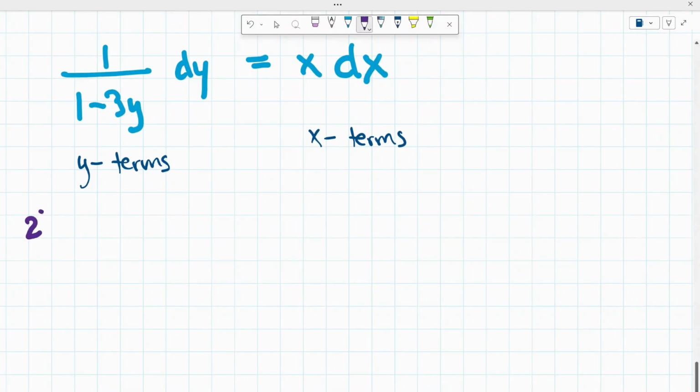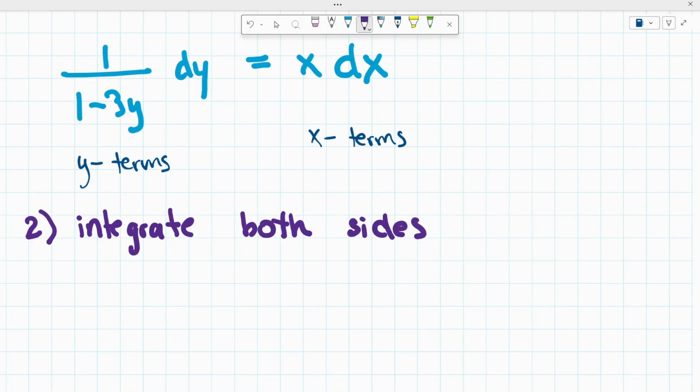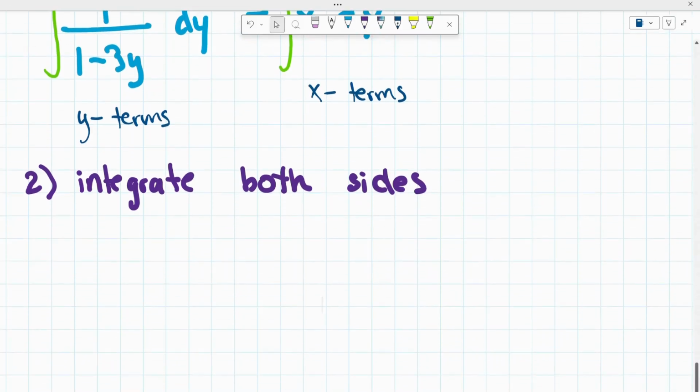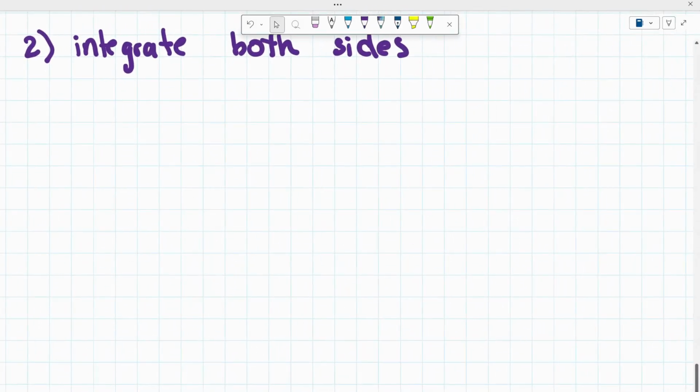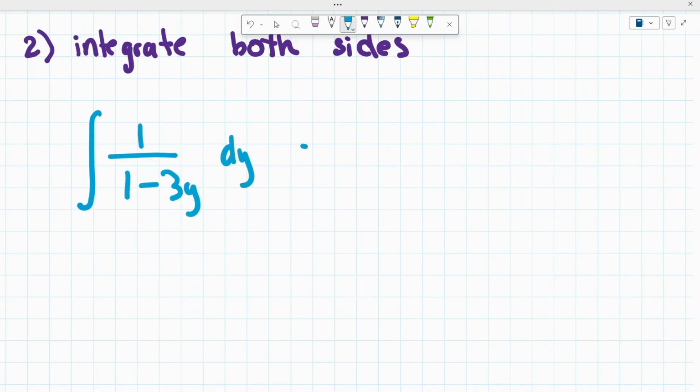So step 2 is we need to integrate both sides of our equation. All we have to do there is pretty much put that integral sign on both of our sides of our equation. In the theory portion at the beginning, I showed the generic form, but in this example, we'll still walk through the step-by-step process in how to integrate these terms. So we here have the integral of 1 over (1 minus 3y) dy equals the integral of x dx.